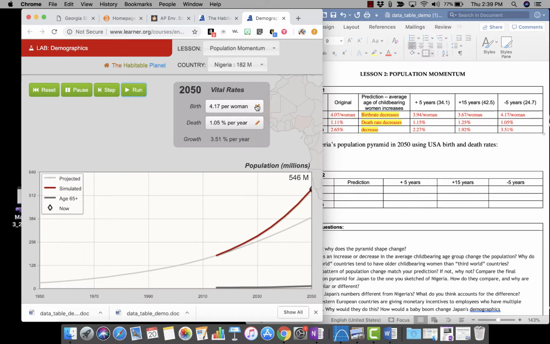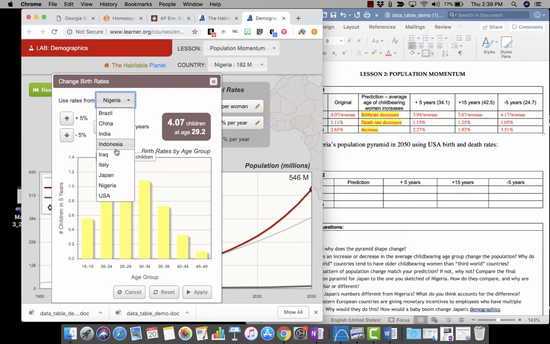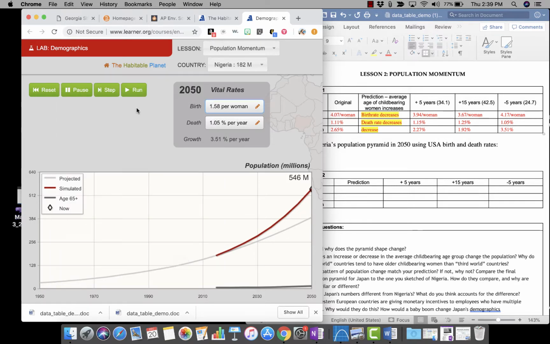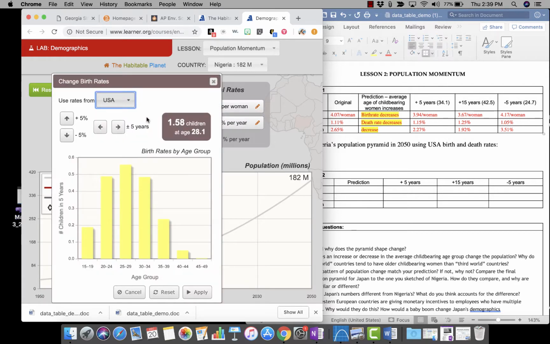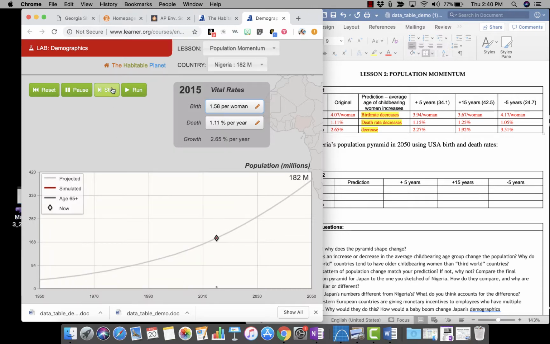Now let's use the United States birth and death rates. Let's reset this, and let's just use the United States. Oh, except we want to reset this too. Let's reset all of that, and we'll use the United States. Okay. Now let's run it to 2050.